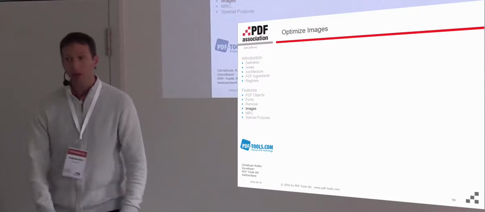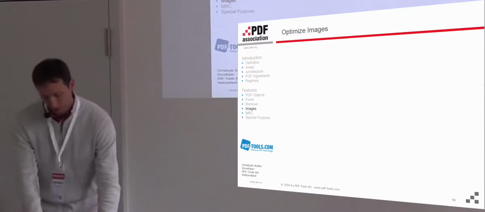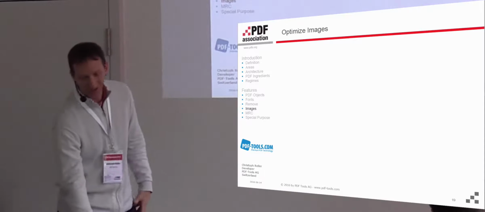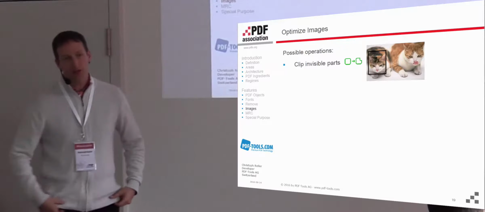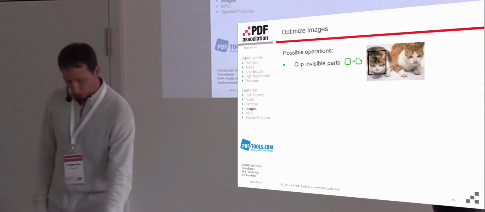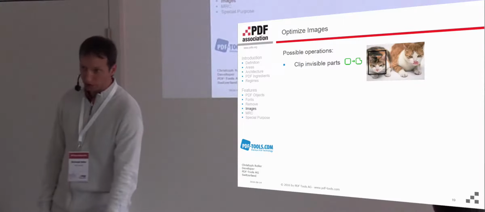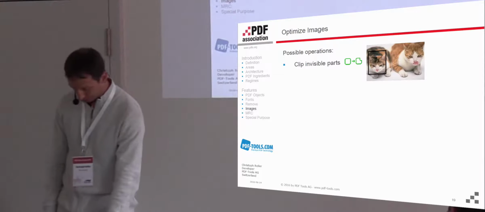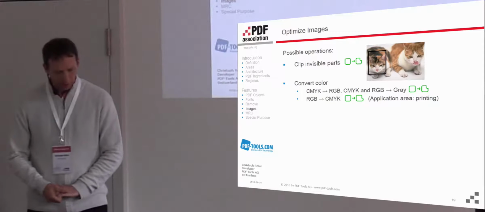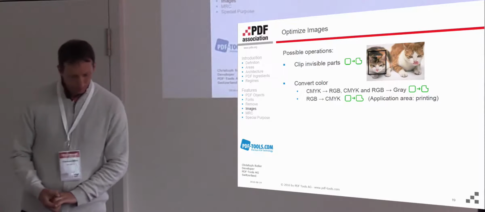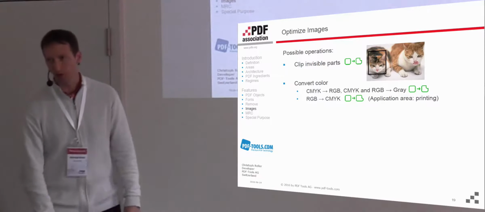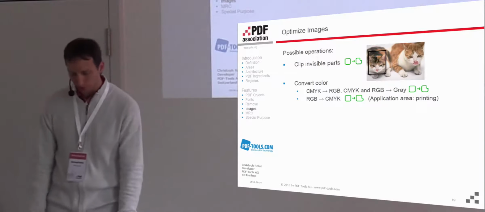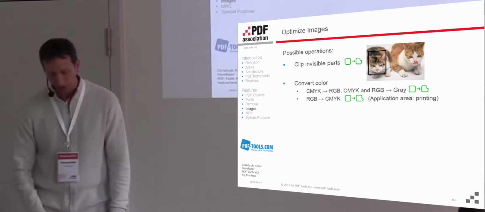So images take up a large part in PDFs. I'll just quickly go over some topics here. Images can be clipped to their visible parts, which in general is a lossy transformation. Sometimes it can be equivalent, depending on the compression. Now, some people want to convert the color of their images from CMYK to RGB, for instance. This will take up less memory, of course, or maybe even convert to gray.